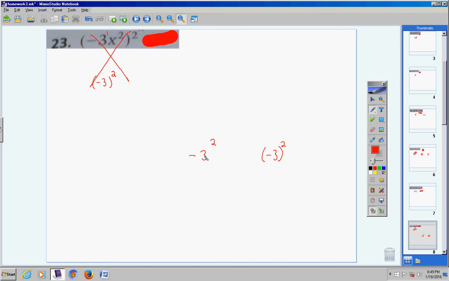Here you square the 3 and you get 9. Then you bring the negative sign down. The 2 only goes to the 3. Okay? Here the negative sign is in parentheses with the 3 and the 2 is on the outside. You're squaring the whole thing, so it's negative 3 times negative 3. That's positive 9. So it does matter whether or not you put parentheses, okay? So with that in mind, watch.